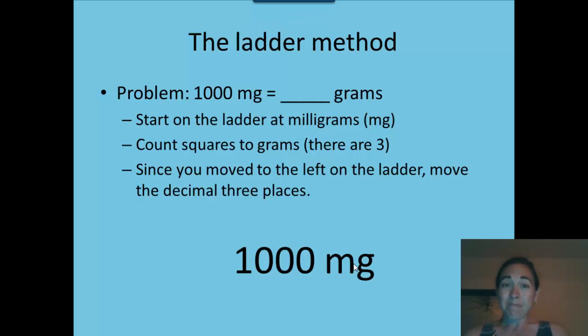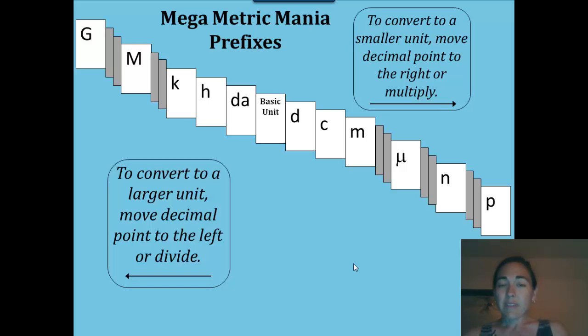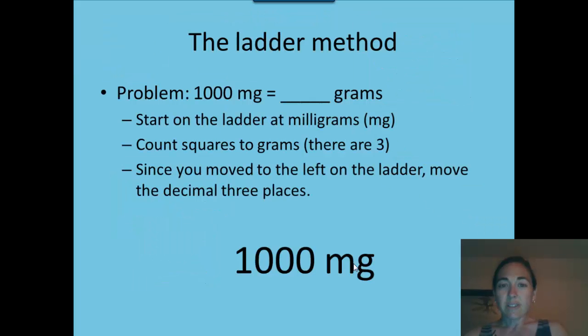Let's try a problem. Let's say we have 1,000 milligrams, is how many grams? Start on the ladder at milligrams, and I want you to count how many squares there are to grams. We start at the base unit. We're going to count 3 squares to grams. Since you moved to the left on the ladder, you're going to move your decimal 3 places. So at the bottom where you see the 1,000 milligrams indicated, if we move 3 places, that puts us at 1.000 grams. And that's the answer. 1,000 milligrams equals 1 gram.